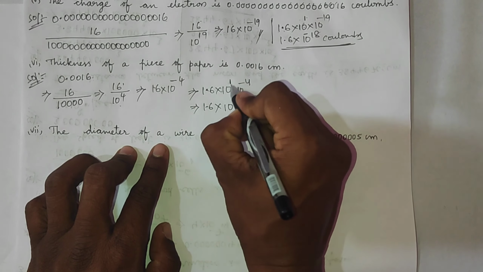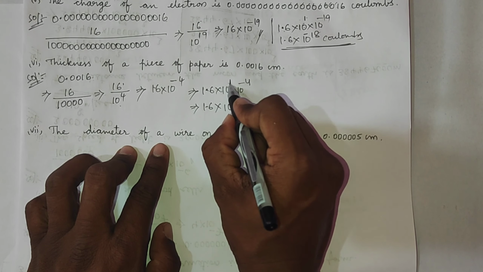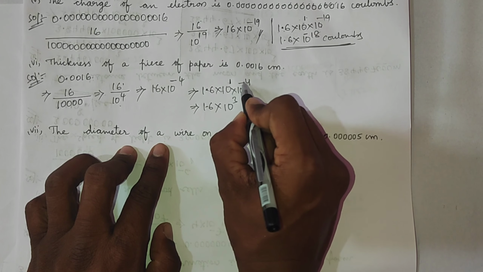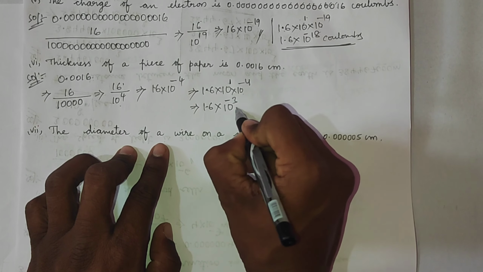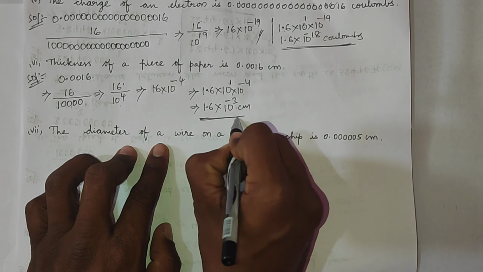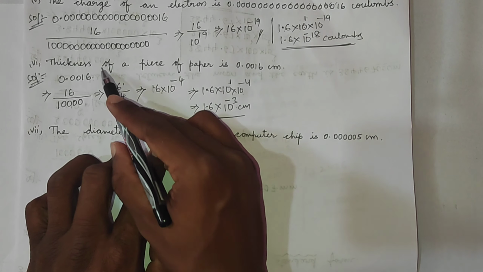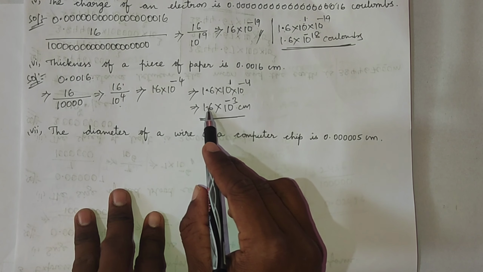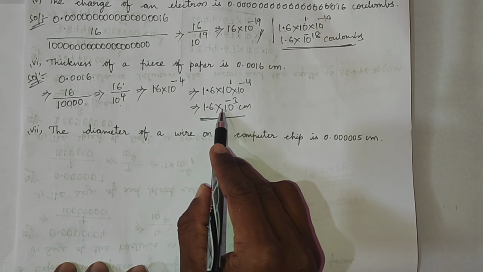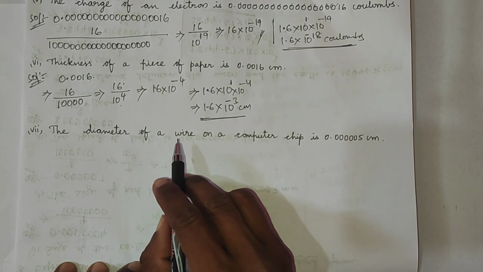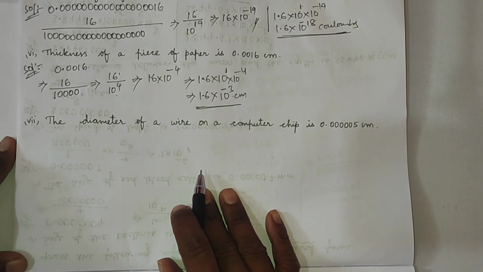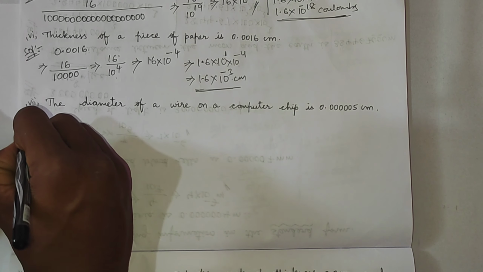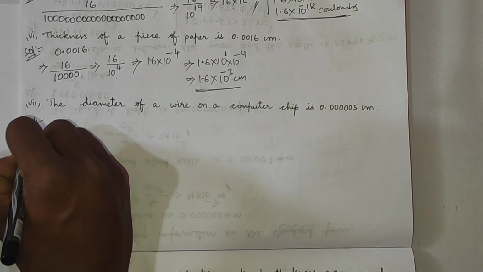10 to the power of 4 minus 1 is 3. Comparing 1 and 4, 4 is the greater number having the minus symbol. So the answer is minus 3 centimeters. So the thickness of a piece of paper is how much now? After changing into standard form, 1.6 into 10 to the power of minus 3 centimeters. Clear? Then next one. The last one is the seventh one.